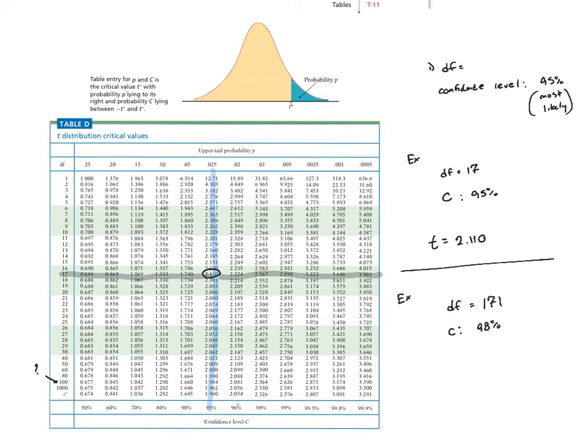So tracing degrees of freedom 100 across, I would then trace 98% up. And where those two hit, right here, would be my t-score. So this is t equals 2.364 for this one. So this once again has shown us how we find the t-score necessary to have a certain confidence level on our confidence interval.